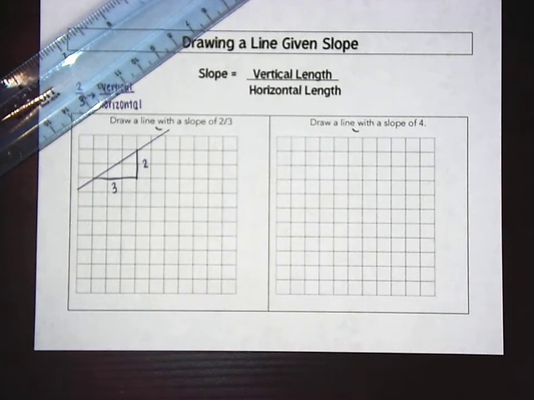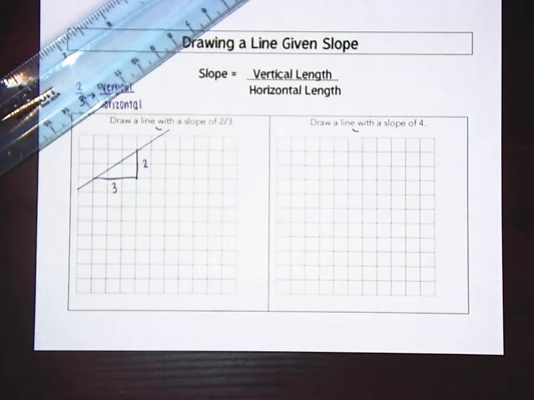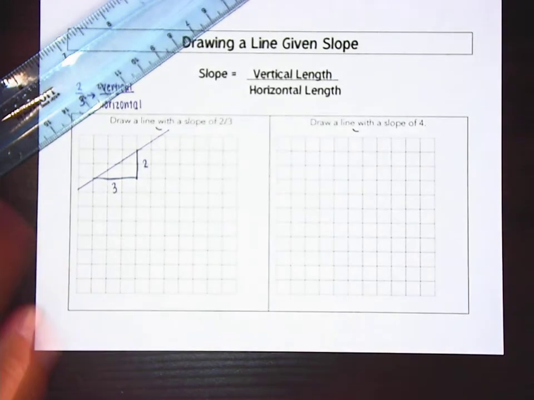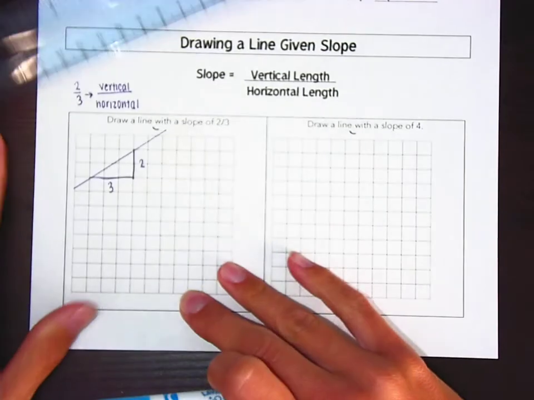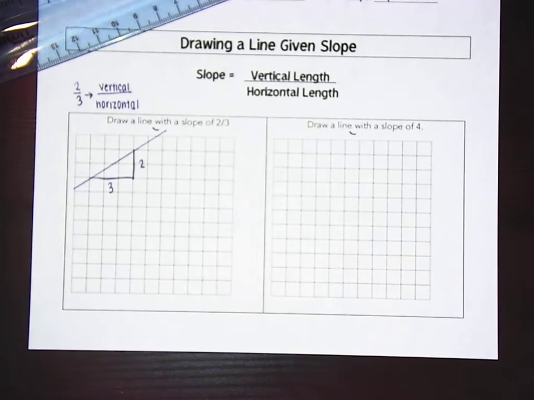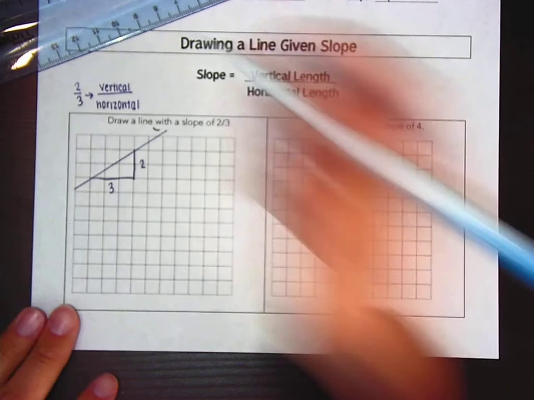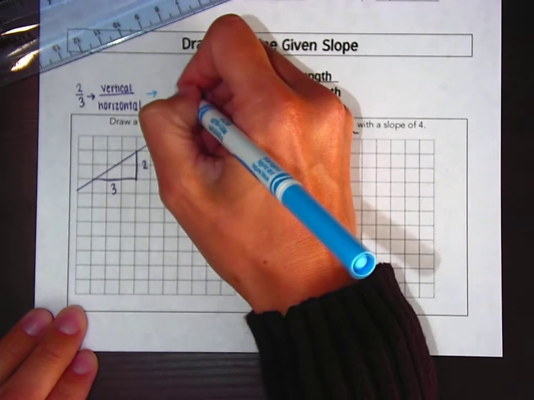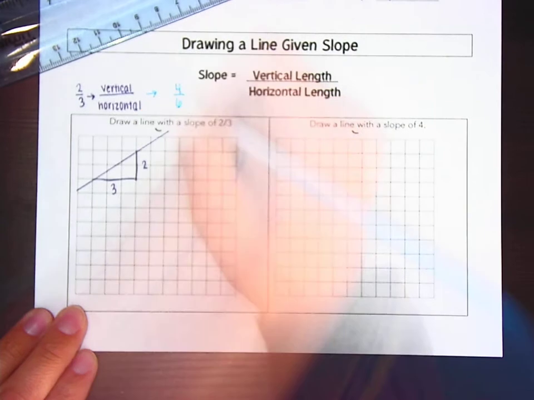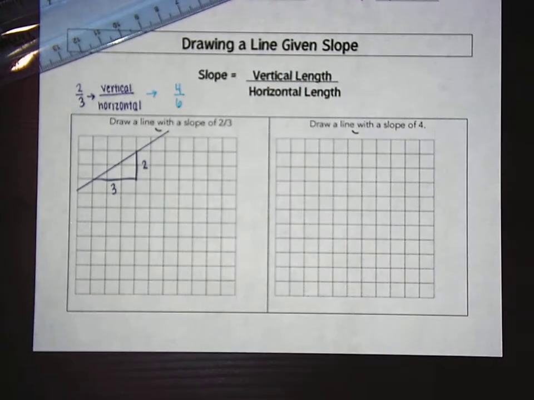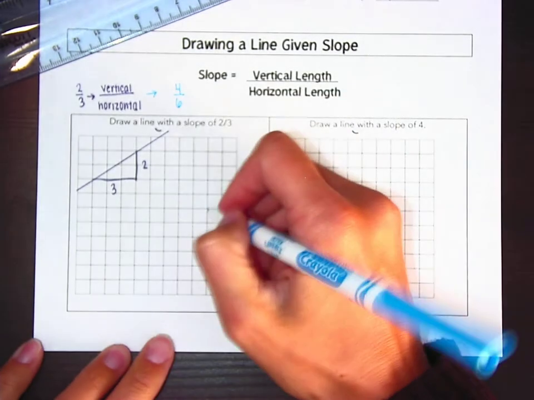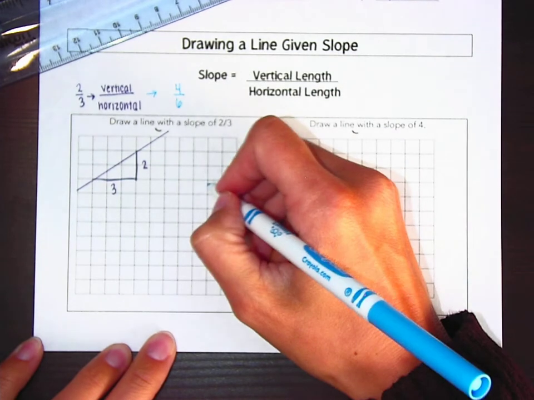We can draw this triangle anywhere on this grid. So we could have drawn it down here, over here, up in this corner. And we also could have drawn any triangle with vertical and horizontal lengths equivalent to 2/3. So for example, another example of this could have been 4 over 6. So we could have had a vertical length of 4 and a horizontal length of 6. This is equivalent to that 2 over 3. So we can draw that slope anywhere here.